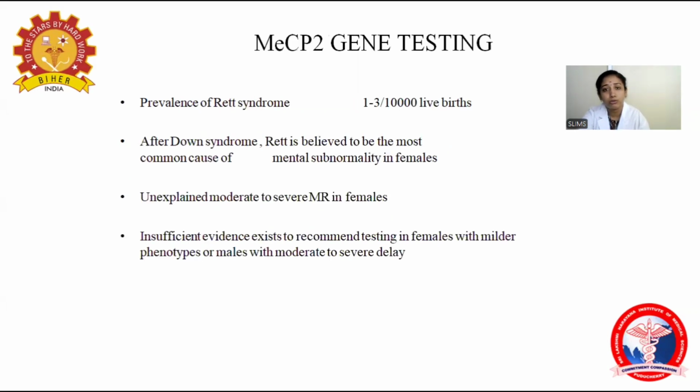Next is MECP2 gene testing. It is done to rule out Rett syndrome. The prevalence of Rett syndrome is 1 to 3 per 10,000 live births. After Down syndrome, Rett syndrome is believed to be the most common cause of mental subnormality in females, presenting as unexplained moderate to severe mental retardation. Insufficient evidence exists to recommend testing in females with milder phenotypes or males with moderate to severe delay.